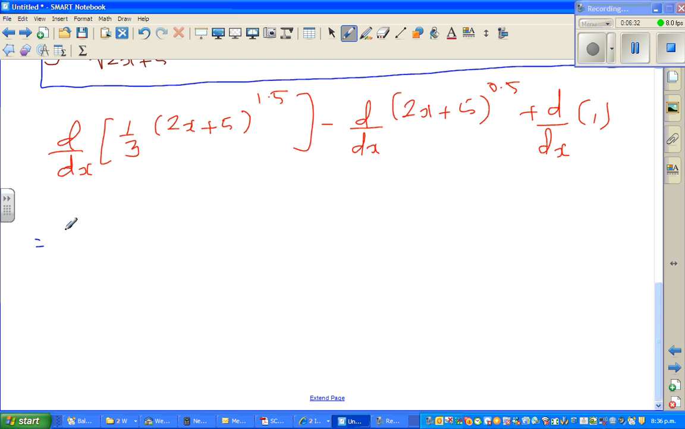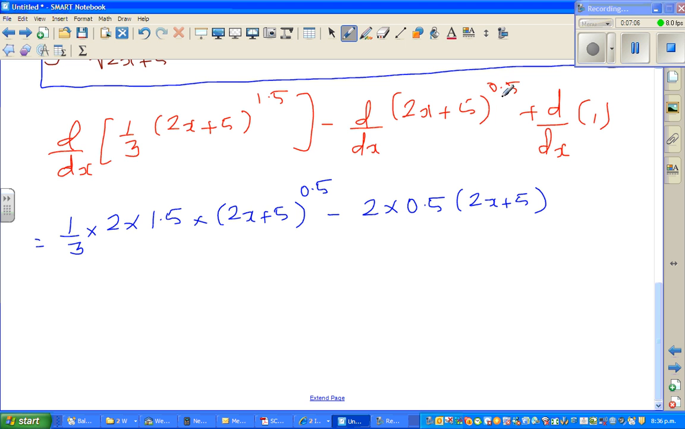So I'll put the 1/3 out. Then you have to differentiate the inside first. When you differentiate the inside, you get 2. And then you have to do the power rule. You drop the power down, that is 1.5 times 2x plus 5, and decrease the power by 1, so that is 0.5. Minus, again the same thing, differentiate the inside, so that is 2 times, drop the power down, which is 0.5 times 2x plus 5. Decrease the power by 1, so 0.5 take away 1 is negative 0.5. And the differentiation of a constant, this is c, I should have written c here, is 0.